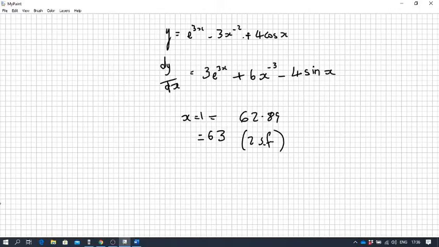If we wanted to find the second derivative of the same function, this question will be asked later in the worksheet. I'll just do it now. So d2y dx squared is the second derivative. So we're just going to differentiate the first derivative. So our first derivative is 3, so we're going to have 9 times e to the 3x. This time it will be minus 18 x to the power minus 4. And we will have minus 4 cosine x.